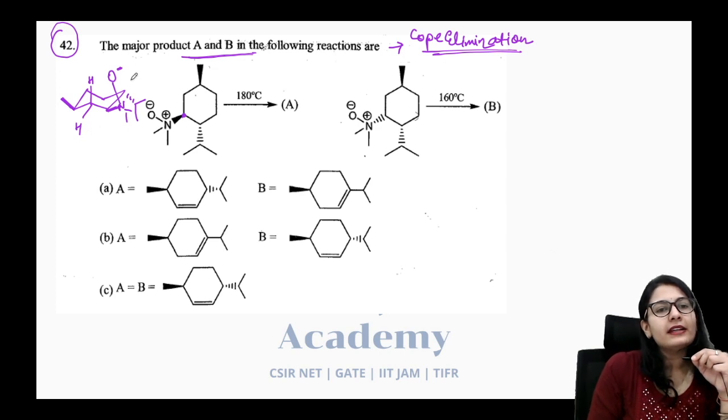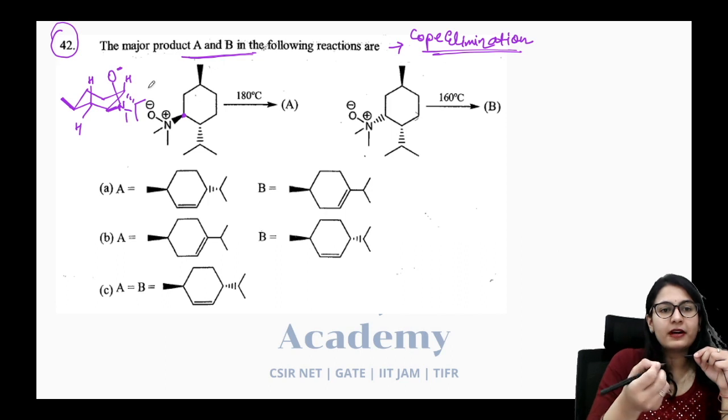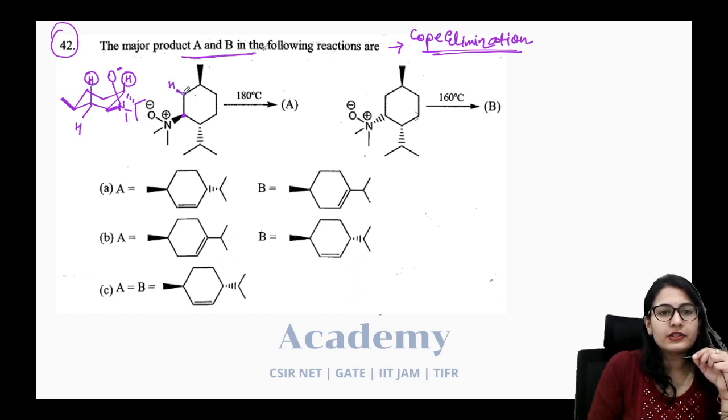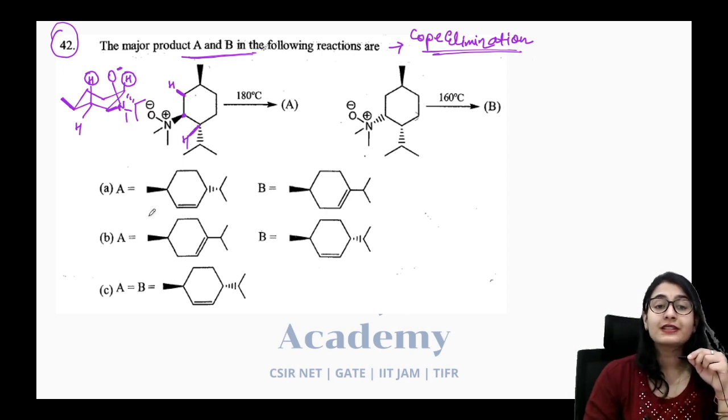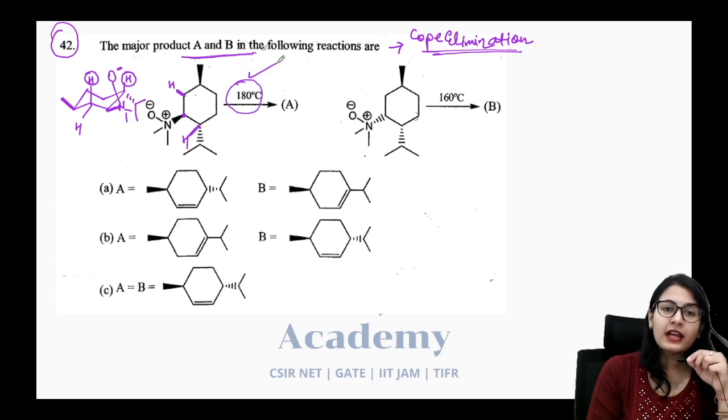Okay, and here you have two possibilities. As you can see, the nitrogen is above, so the O minus is also going above. Above there are two hydrogens to be eliminated. There is a hydrogen over here which is also above, and there is a hydrogen over here which is also above. So from these two hydrogens, since the temperature is high, we are going to follow the more stable product.